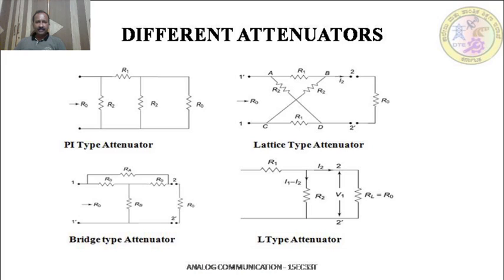And then here resistors R1 and R2, they are connected in the form of an L. So this is called an L type attenuator. So depending upon how you are connecting the circuit components, based on that you can classify the attenuators.